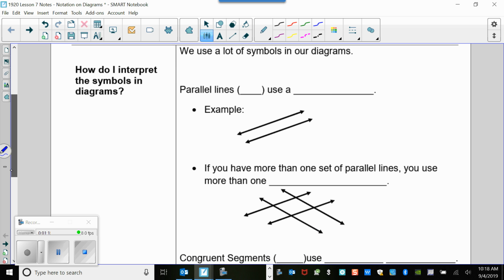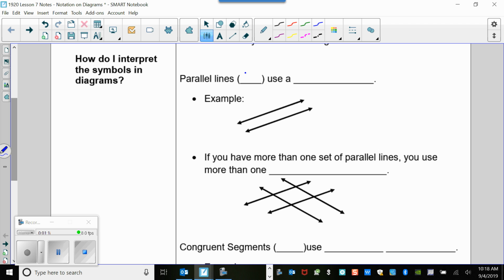Let's start with parallel lines. Parallel lines, we have 2 lowercase l's as our symbol for parallel lines. And on diagrams, they use carets. Your carets should be in approximately the same place on the parallel lines, and they should be pointing the same direction on the parallel lines. So let's make this line L and line N. I would write line L is parallel to line N.